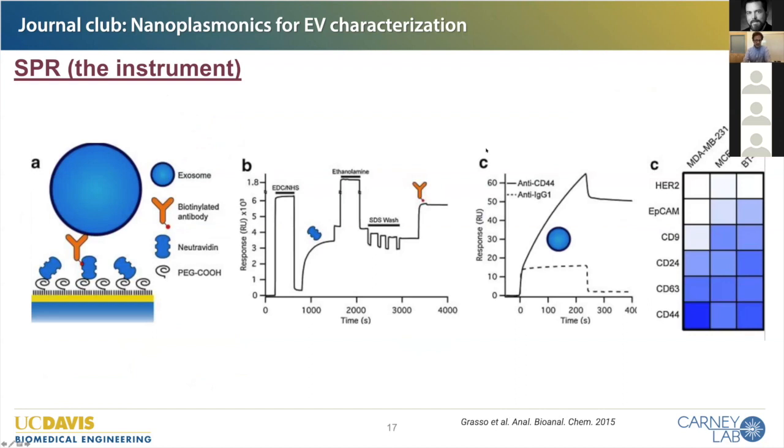And a lot of people have started to use this for EVs. So here's one where they were using a panel of tumor-associated markers. So these are different chips. One had HER2, EpCAM, another CD24, another CD44, alongside CD9 and CD63. And they showed differential expression in EVs from various breast cancer cell lines with increasing metastatic potential.